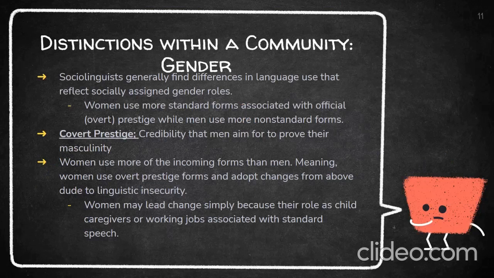So sociolinguists generally find differences in language used that reflect societally assigned gender roles. Women use more standard forms associated with official, overt prestige, while men use more non-standard forms. One vocabulary word is covert prestige, and this is credibility that men aim for to prove their masculinity.